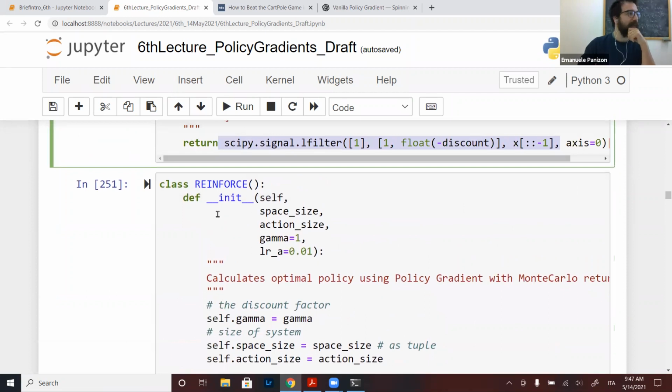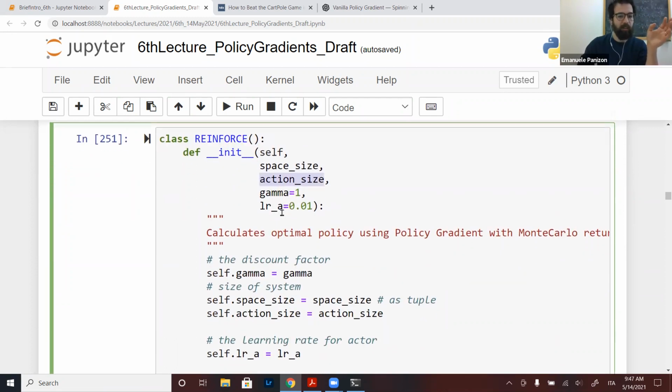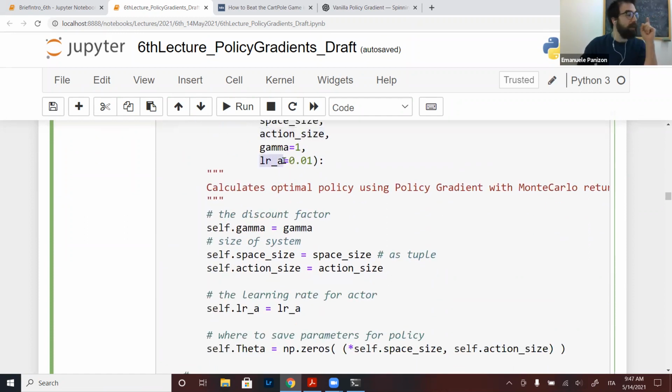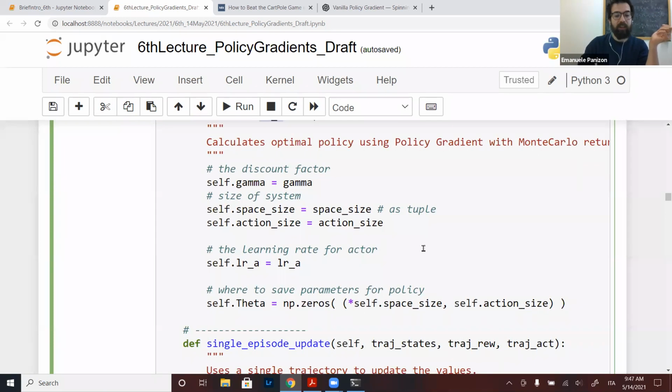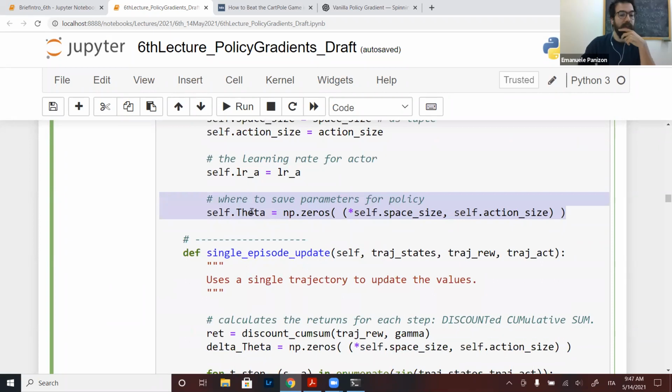So the class of REINFORCE is a very simple class. It's the same shape as always. We know that we need the space size and action size, a gamma, and the learning rate. Now the learning rate is not V because it's not for value functions, but it's for the action, the actor. But the idea is very simple. I need to save parameters for the policy. So I need to have theta. And remember that I have a different theta for each state and for each action.